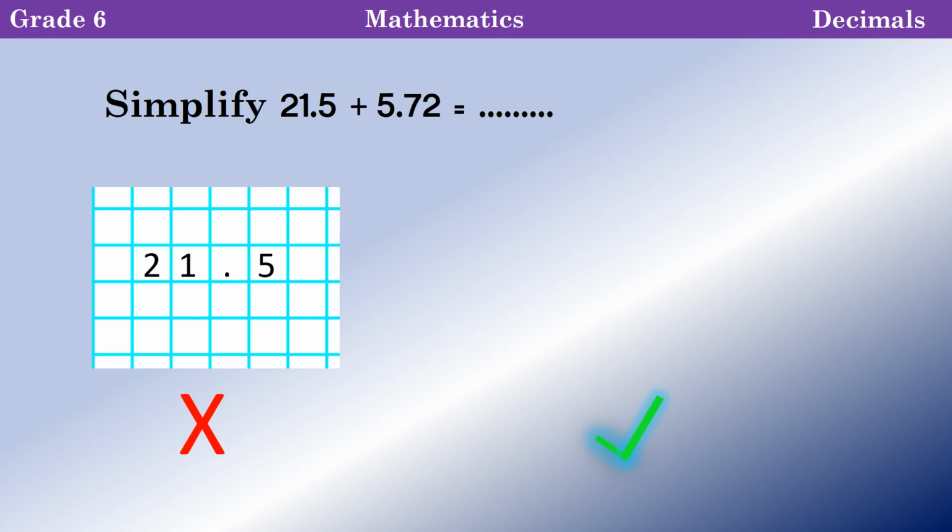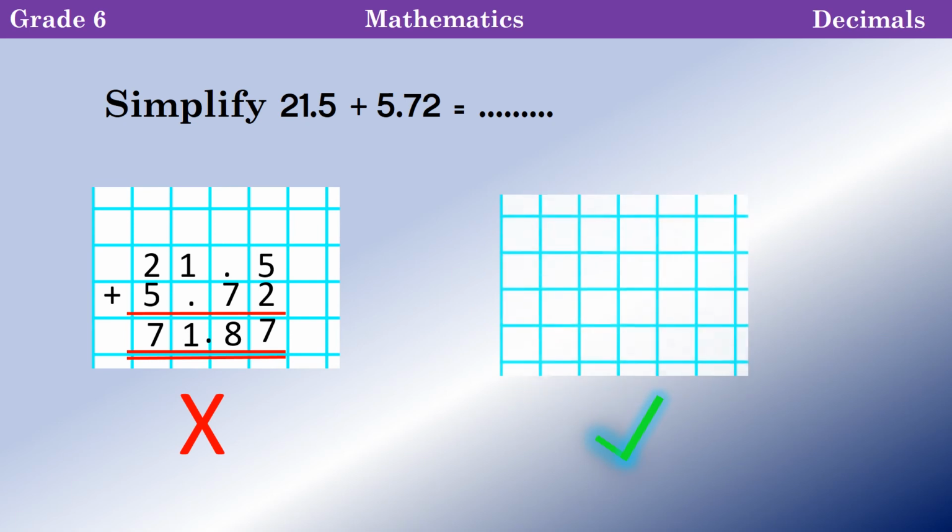He wrote 21.5 in this way and then he wrote 5.72 in this way. And then he added 5 plus 2 is 7 and 8 is also written here and the decimal point and 1, then 2 plus 5, 7. This answer is completely wrong.